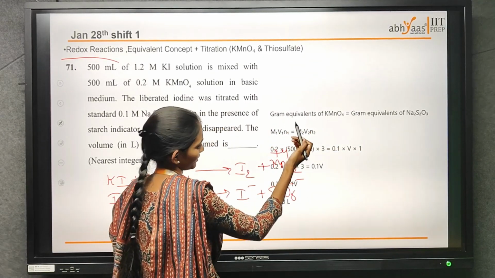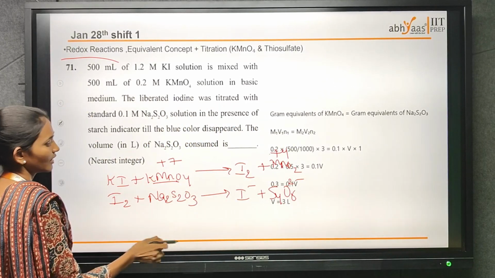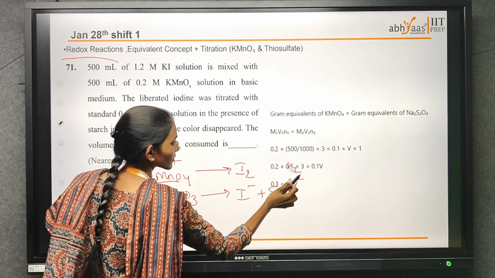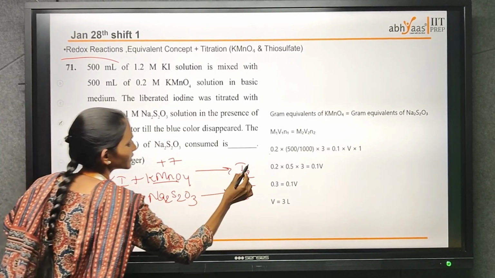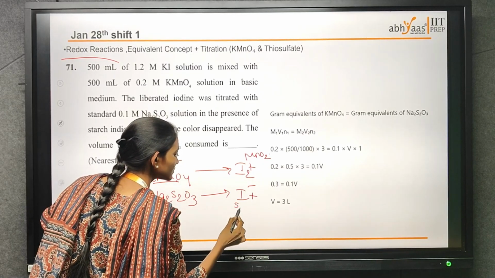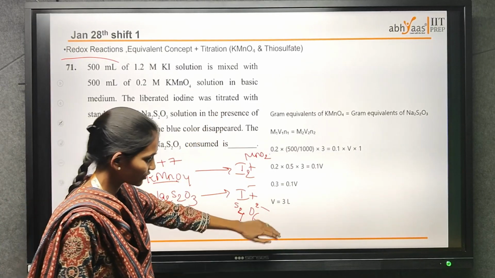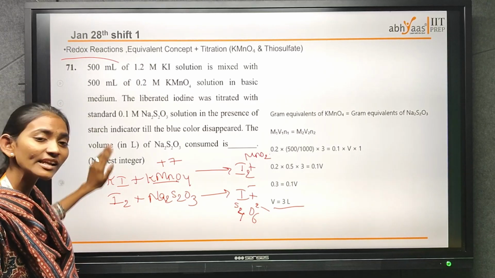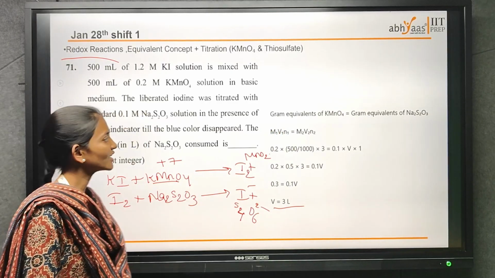So mole, volume and then 0.2. If you substitute the values, you are getting that. I'll write here itself plus MnO2, and here you are getting S4O6 2-. So if you substitute the values here, you are getting volume 3 liters. So the answer will be 3 liters. Not that much calculation is there, not requiring that much time. Just apply the formula and the equivalence or mole concept, you will get your answer.